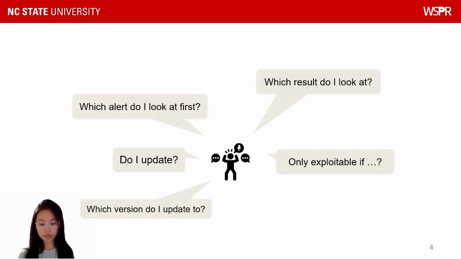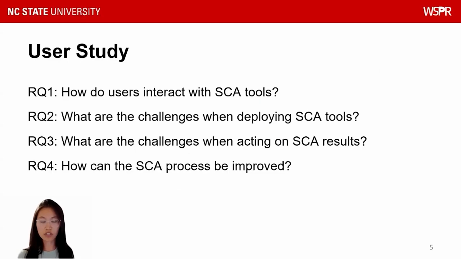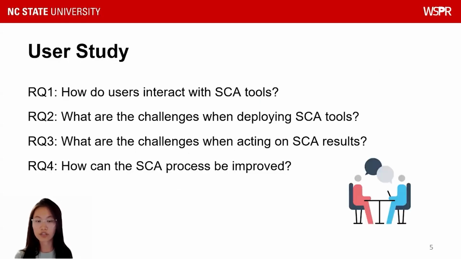So to fully understand the challenges with SCA tools, we designed a user study based on these four main research questions. We first asked how the users interact with these tools, then what the challenges are when they're deploying the tools, what the challenges are when they're acting on these SCA results, and how the entire SCA process can be improved.